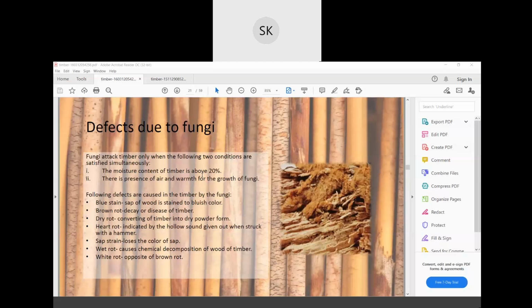Okay. Now, due to fungi: fungi attack timber only when the following two conditions are satisfied simultaneously. As we discussed in the first class, the moisture content in the timber should be in the range of 10 to 20%. But if the moisture content in the timber is more than 20%, fungi will attack, and there is a presence of air and warmth for the growth of fungi. So these are the reasons for fungi attack on timber. The following defects are caused in timber by fungi: blue stain, brown rot, dry rot, heart rot, sap stain, wet rot, white rot.